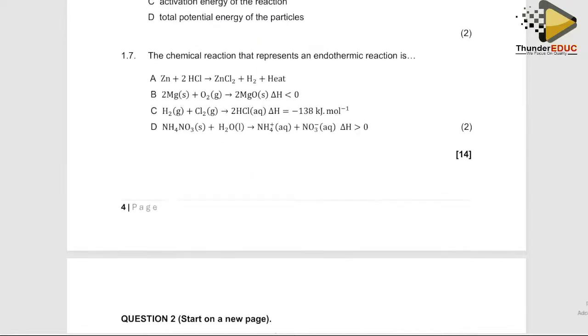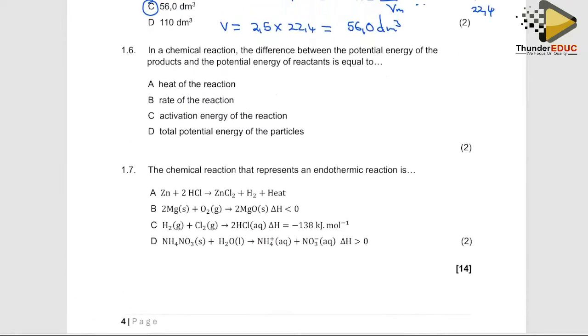Then question 6 reads: in a chemical reaction, the difference between the potential energy of the products and the potential energy of the reactants is equal to. So now we are having option A that says the heat of reaction, right? So this is the heat of a reaction, right? Then this one says rate of reaction, which is incorrect. Then C, activation energy, is incorrect, and then total potential energy of the product is also incorrect. So our only correct option there is going to be option A.